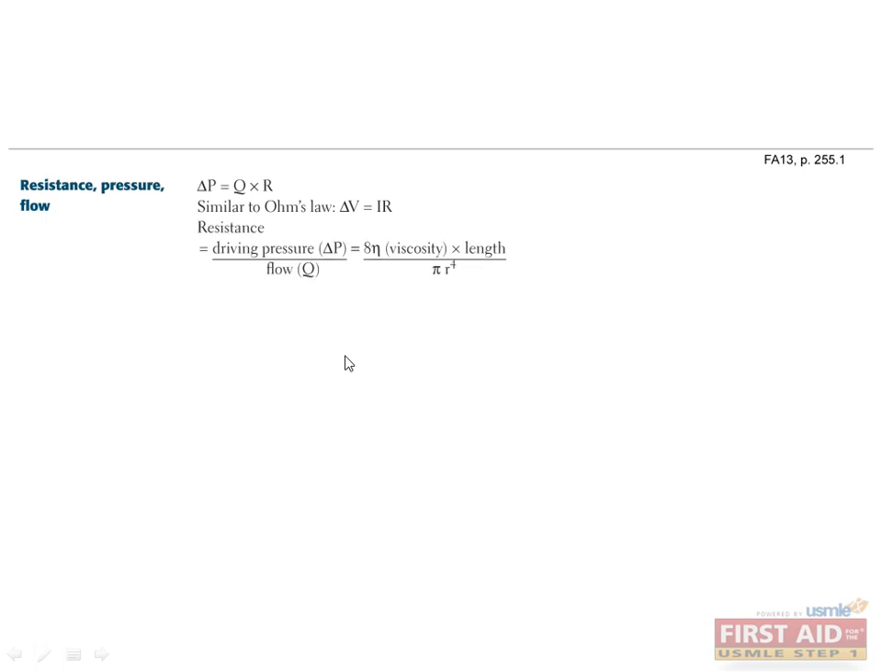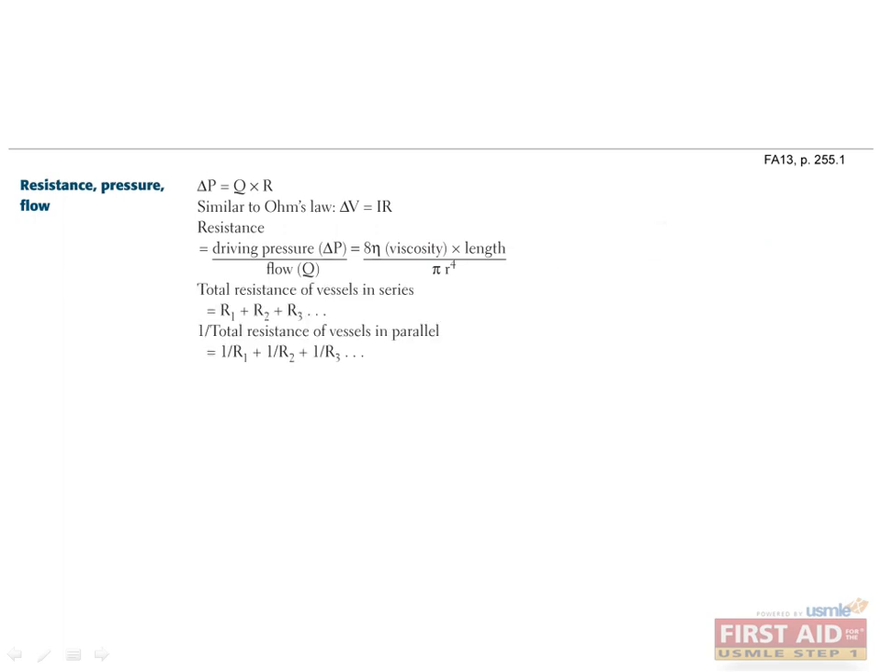Here we can see that the resistance can be described by Poiseuille's law. Importantly, resistance is inversely proportional to the fourth power of the blood vessel radius. So even a small change in blood vessel size can cause large changes in blood flow and resistance. Here's a question. If we increase the radius by 2 times, what would happen to the resistance? Well, since resistance is inversely proportional to the radius to the 4th, and 2 to the 4th is 16, this would mean that resistance would decrease by a factor of 16.